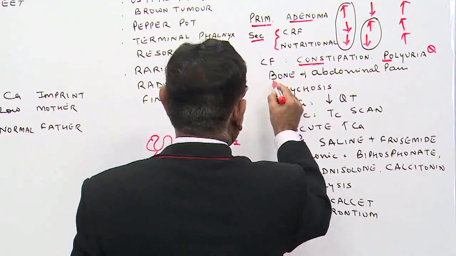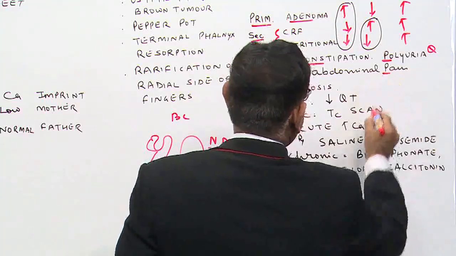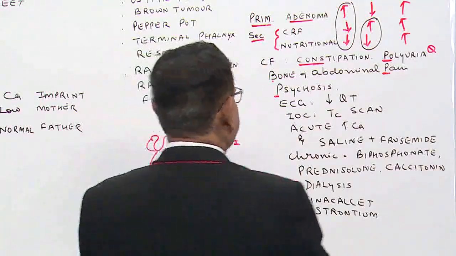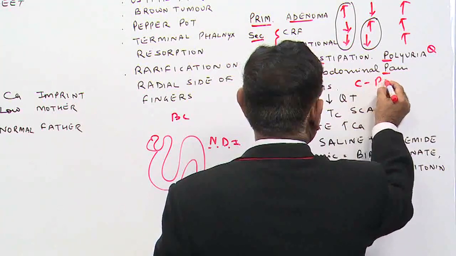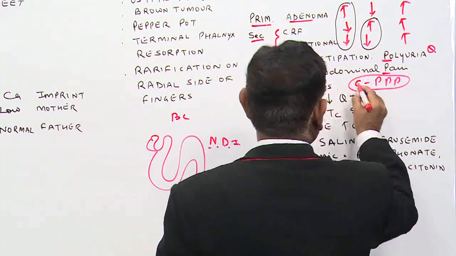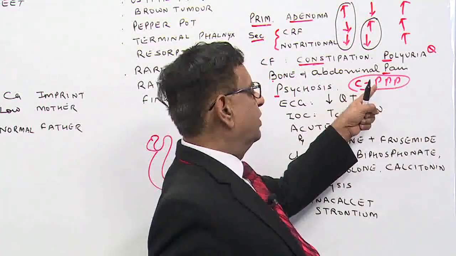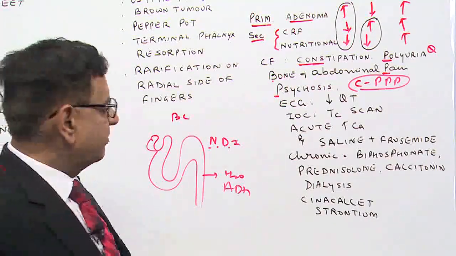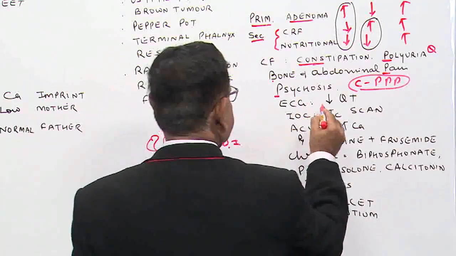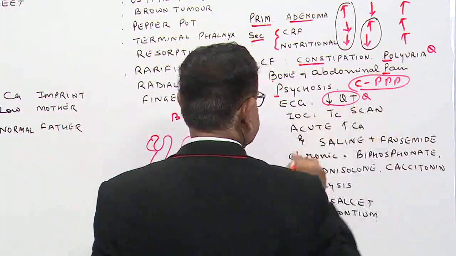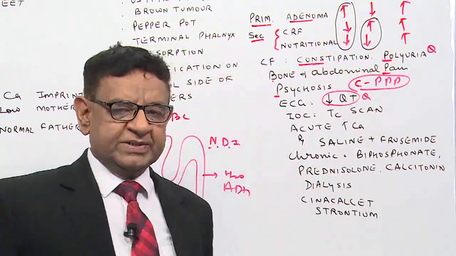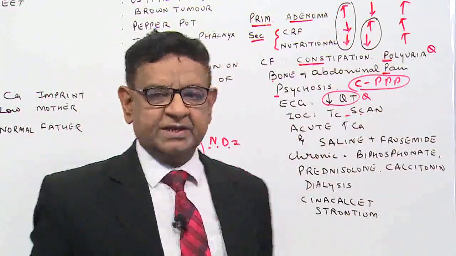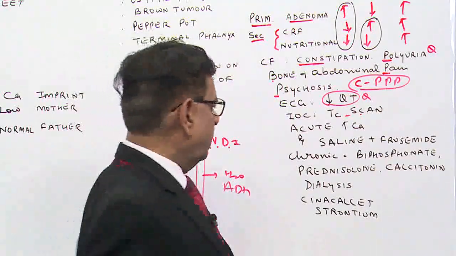Now, the patient has bony pains and abdominal pains, right, and psychosis. They are the most important features. The mnemonic I can give is CPPP for easy remembrance: C for constipation, P for polyuria, P for pain, and P for psychosis. They are the most important things that you got to remember. Now, in ECG, you get a short QT interval, a very frequently asked question. But the most accurate investigation, that means investigation of choice, is the technetium scan, by which we can locate where the actual location of the tumor is.